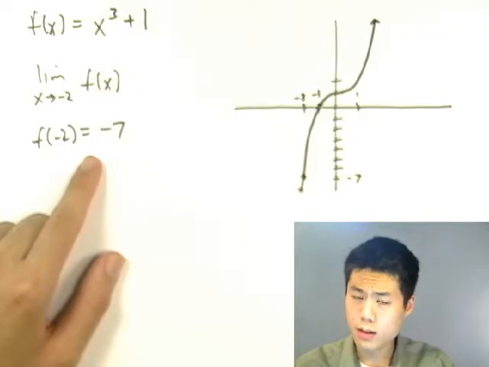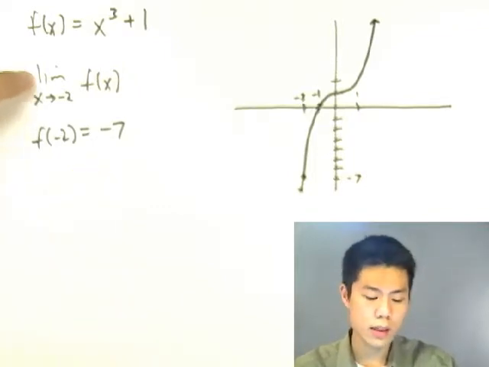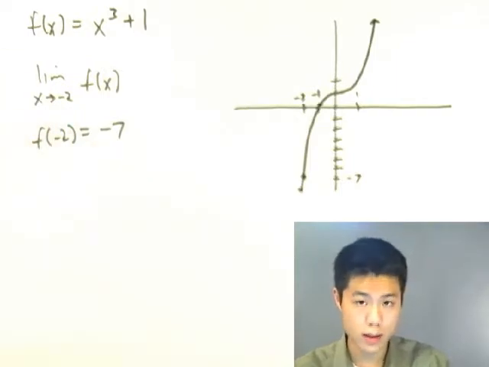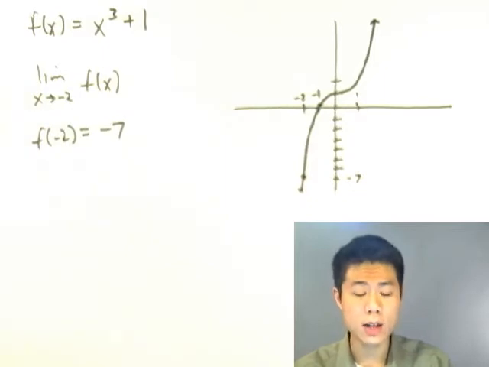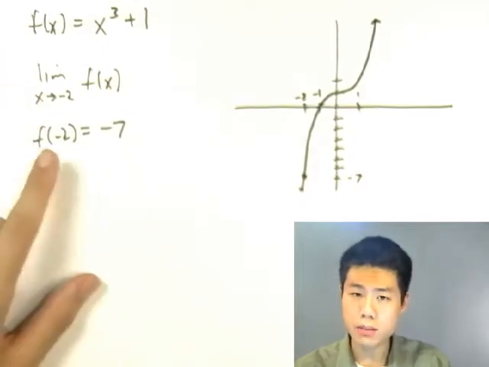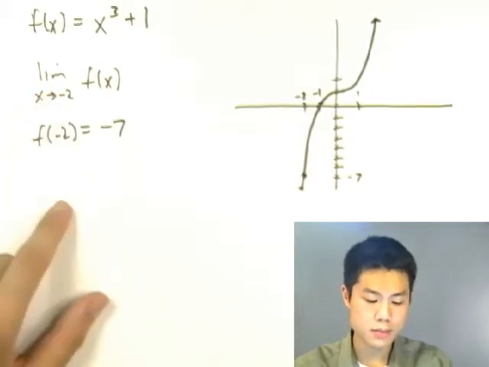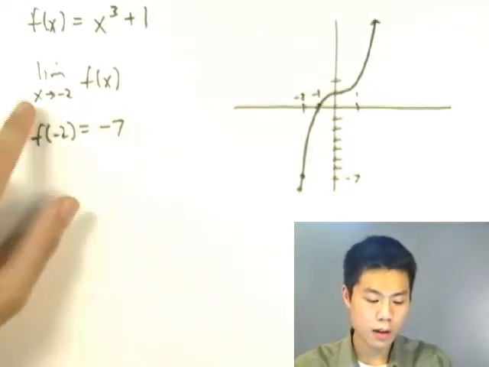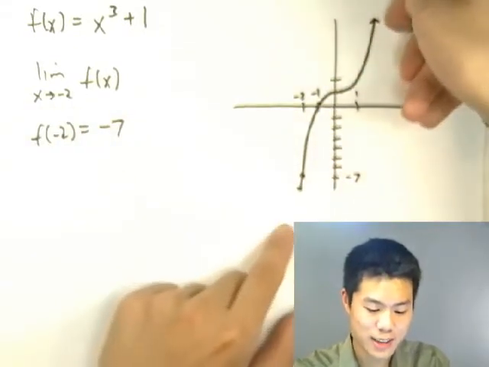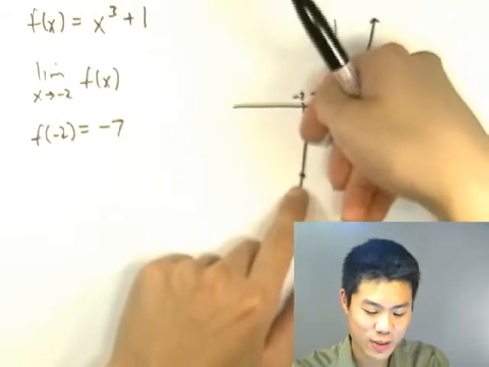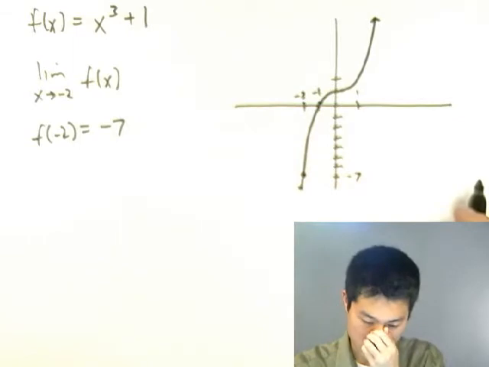But does it matter to this question? No, it doesn't. Because with the limit, we only care about what happens around x equals -2, not what happens at x equals -2. But sometimes this value can be useful to finding the limit. If we evaluate this graphically, we see that as x approaches -2, f of x approaches 7.